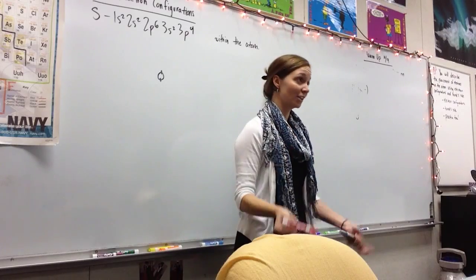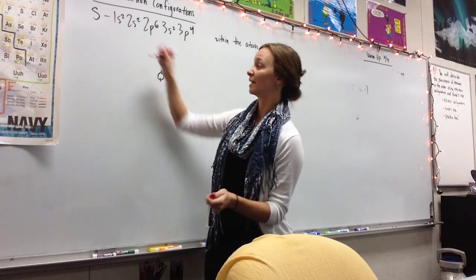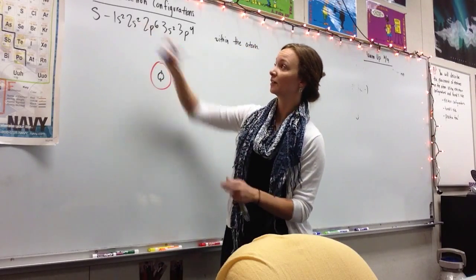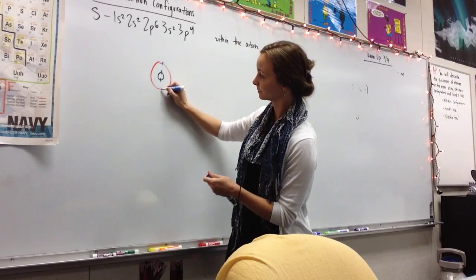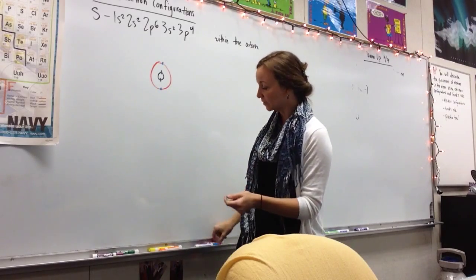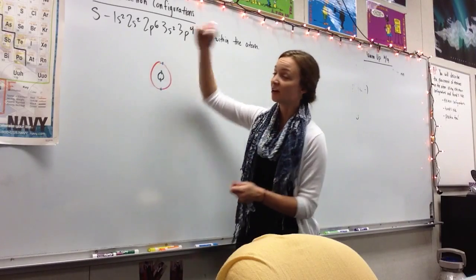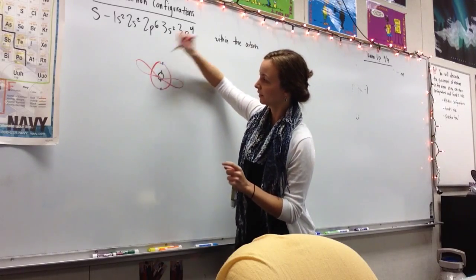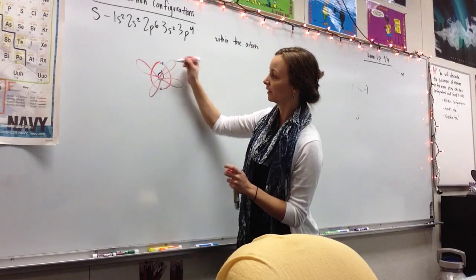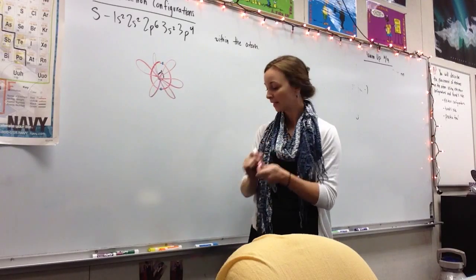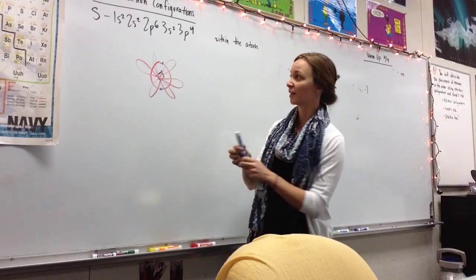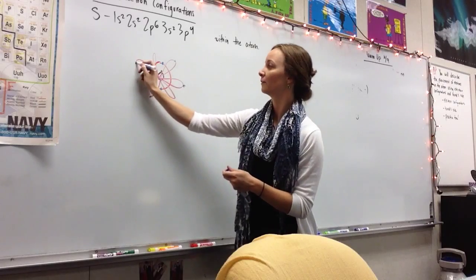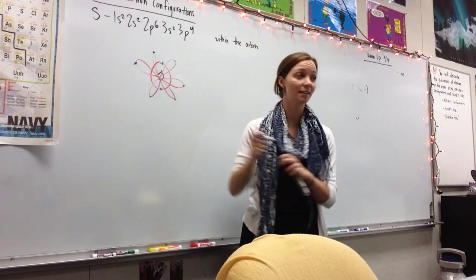Then I'm going to go into the second shell, and it's going to have its own s orbital, and that's going to have 2 electrons on it as well. Now I go into the p orbitals. The p orbitals are dumbbell shaped, and they overlap each other. So here's the first dumbbell shape, and then the next dumbbell shape, and then the next dumbbell shape. Each one of those dumbbells has 2 electrons on it for a total of 6: 1, 2, 3, 4, 5, and 6. So that's the second shell.